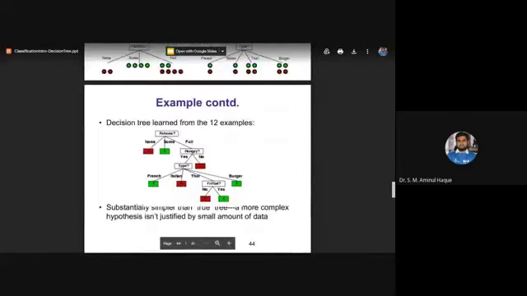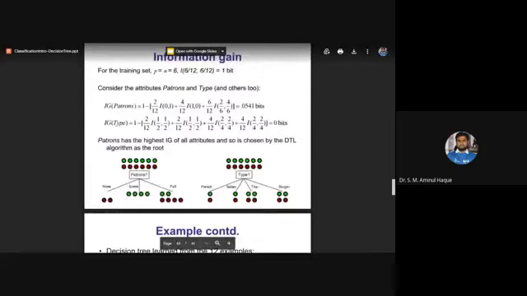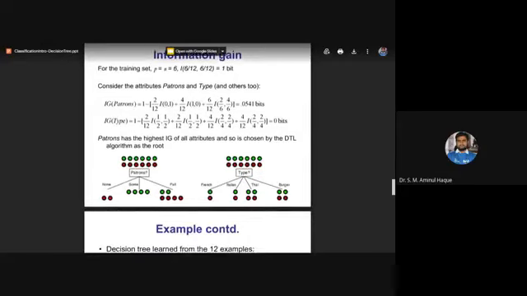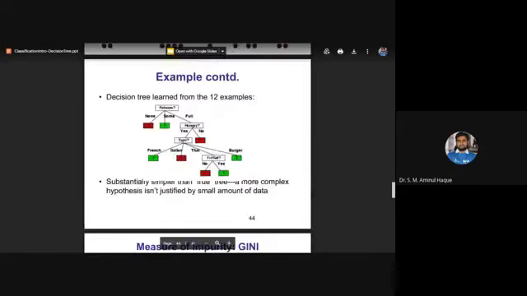Now we got only the root. After calculating all these information gains, we know what the root is, but the tree is not only the root, right? The tree has to extend. So if the root is patrons, then what next? The process is the same, but the data set will be different.